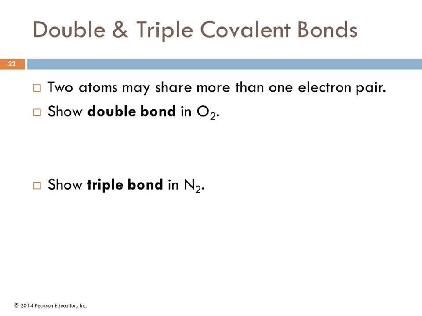Two atoms can share more than one electron pair. So let's look at oxygen. So here's oxygen. It's O2, there's two O's. So how many valence electrons does oxygen have? 6, right? 1, 2, 3, 4, 5, 6. 1, 2, 3, 4, 5, 6.